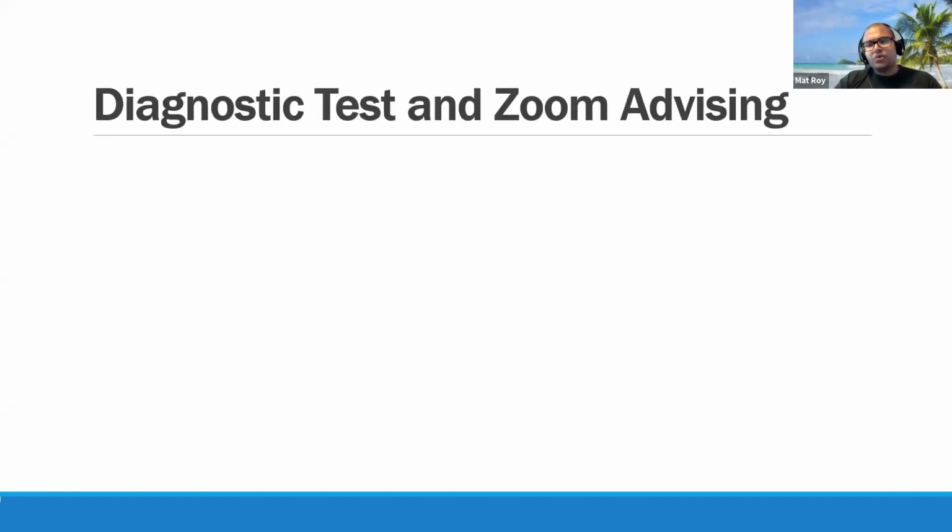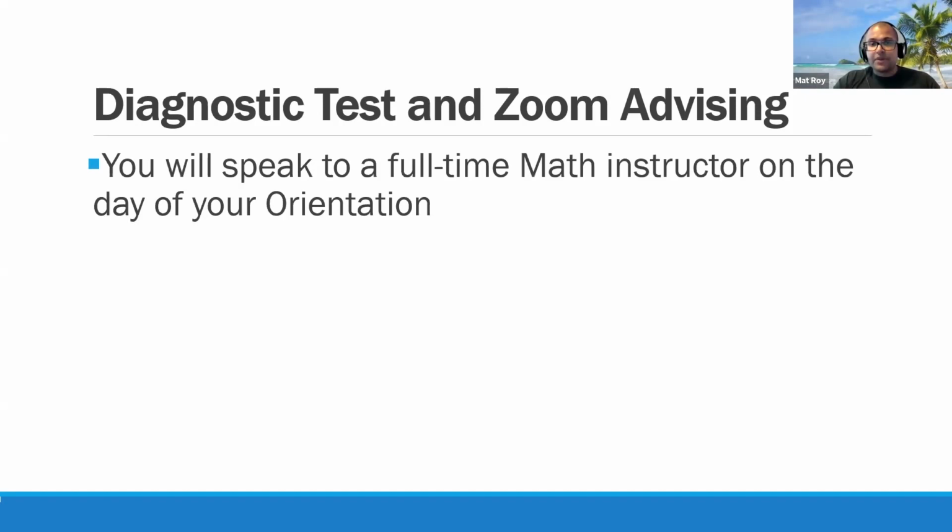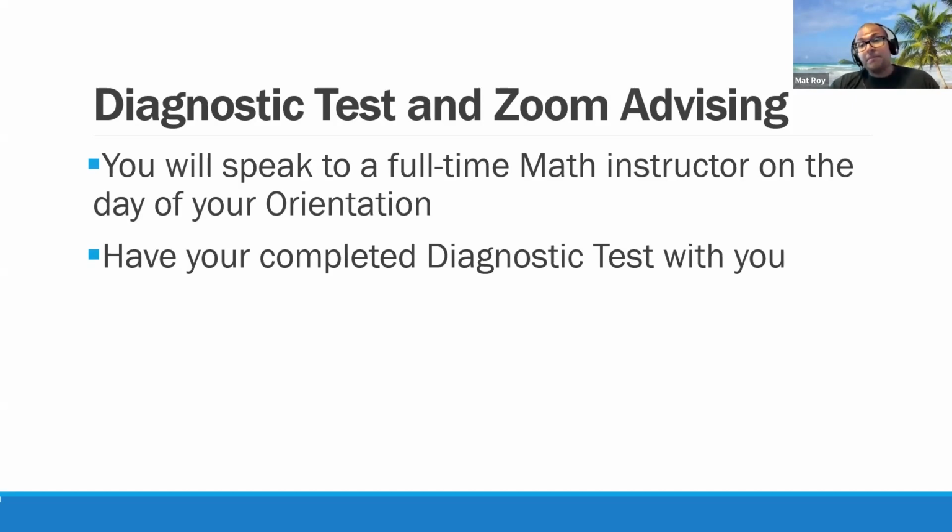So when you actually go to your Zoom meeting for your orientation that you signed up for in ACES, you will speak to a full-time math instructor. And that math instructor will have all of your test scores and academic history in front of them, so they can give you advice as far as what is the best math course to take. When you go to your orientation session, be sure to bring the diagnostic test with you that's posted on Canvas. You want to work out those problems and have those on the day of the orientation. When you speak to the full-time math instructor, that's going to be one of the parts of the conversation they have with you to decide if you're actually enrolled in the correct course.